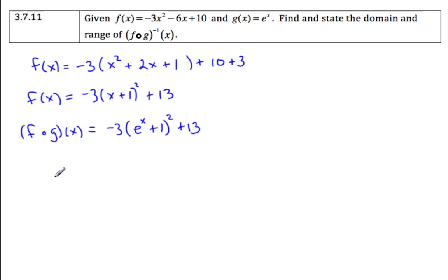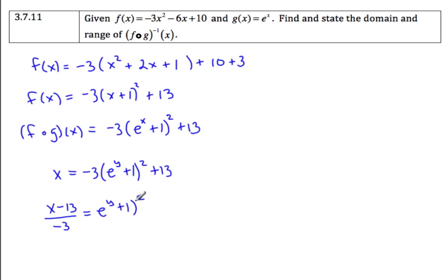So to do that, I need to switch x and y. So x equals negative 3 times (e to the y plus 1) squared plus 13. And I'm going to solve for y. So (x minus 13) over negative 3 is equal to (e to the y plus 1) squared. And we'll go over here. I'm going to simplify this a little bit. We're going to have (13 minus x) over 3.